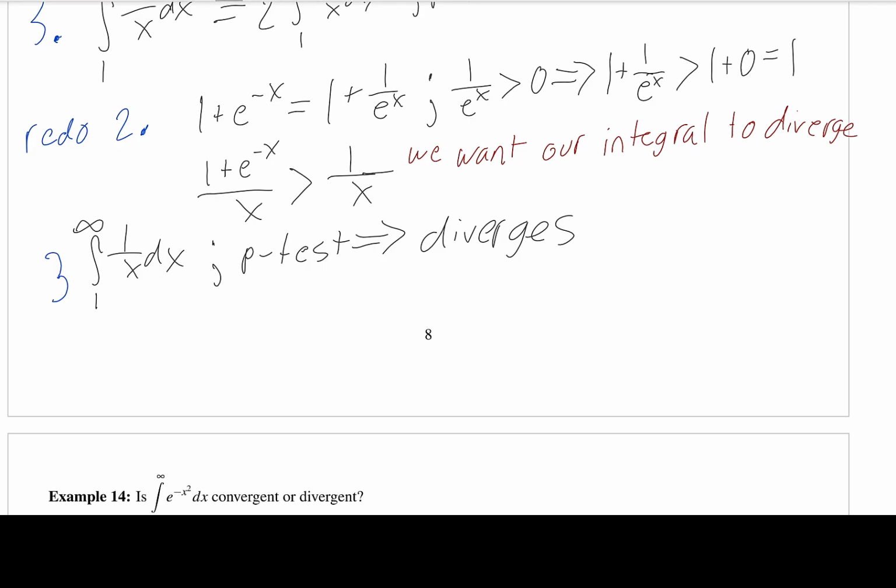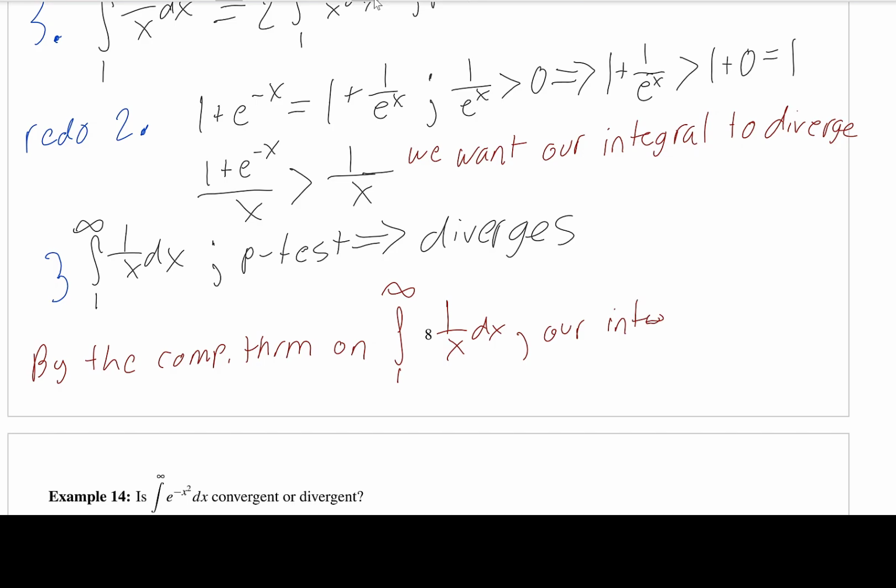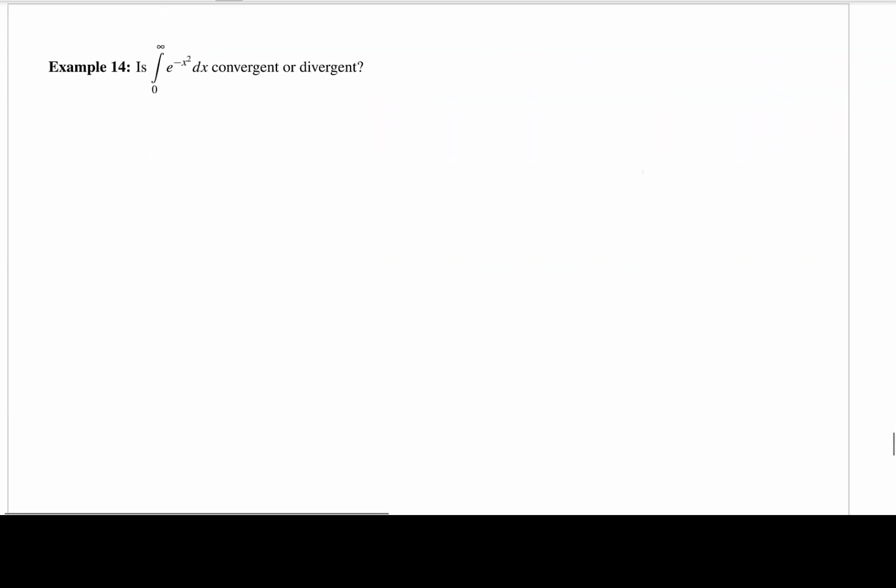So what we say at the end of this is that by the comparison theorem, on the integral from 1 to infinity of 1 over x dx, our integral must diverge. Our integral diverges. Now let's try this again.